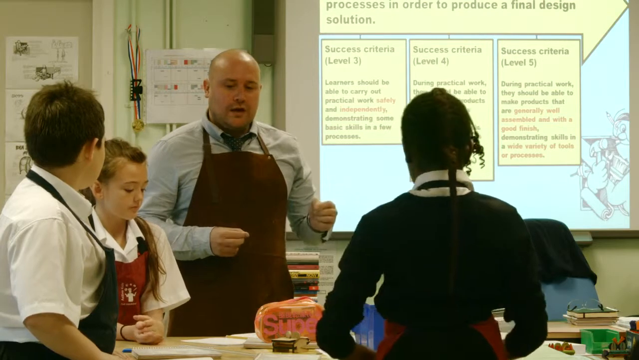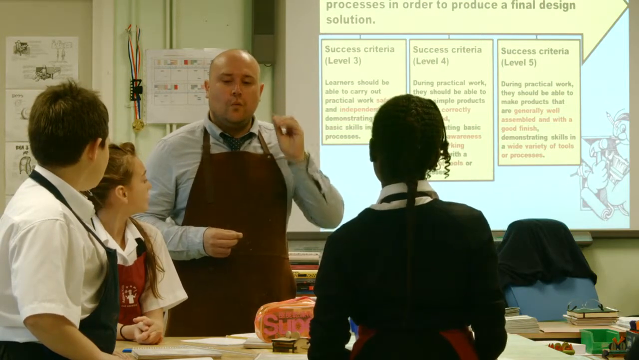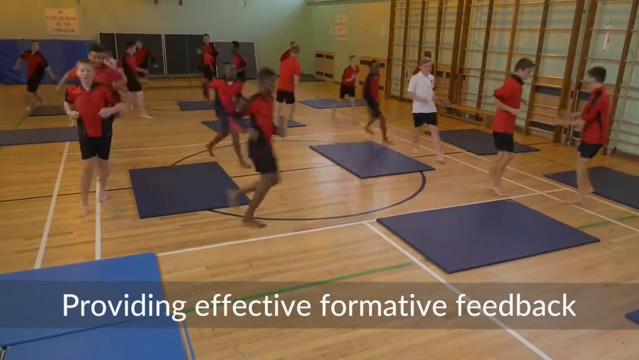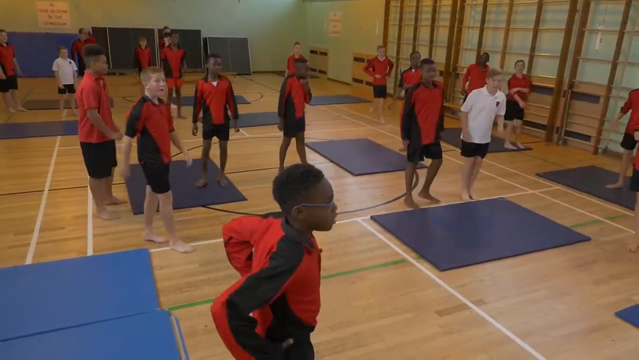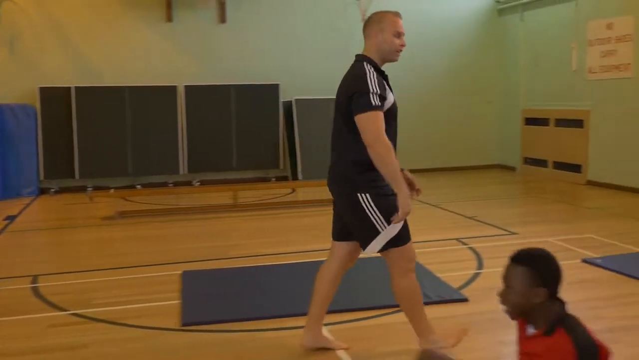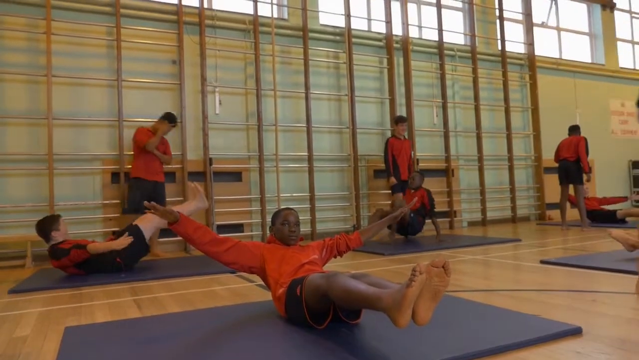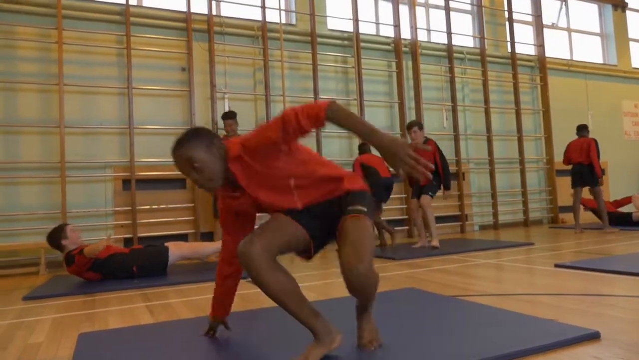Knowing this means that students are better placed to be successful. Element 3 is providing effective formative feedback. Formative feedback is feedback that explains to students what they have done well and what they need to do to improve. Thus, it is assessment for learning. It helps students to make progress.